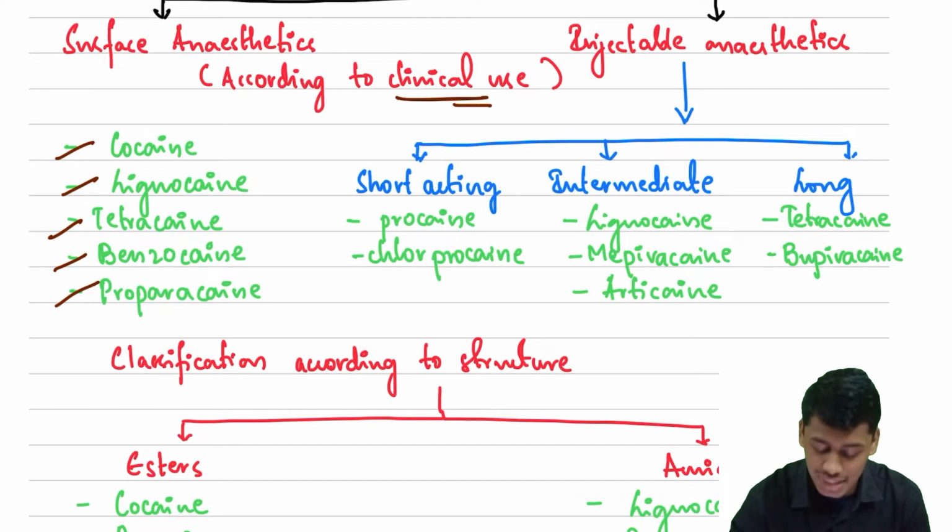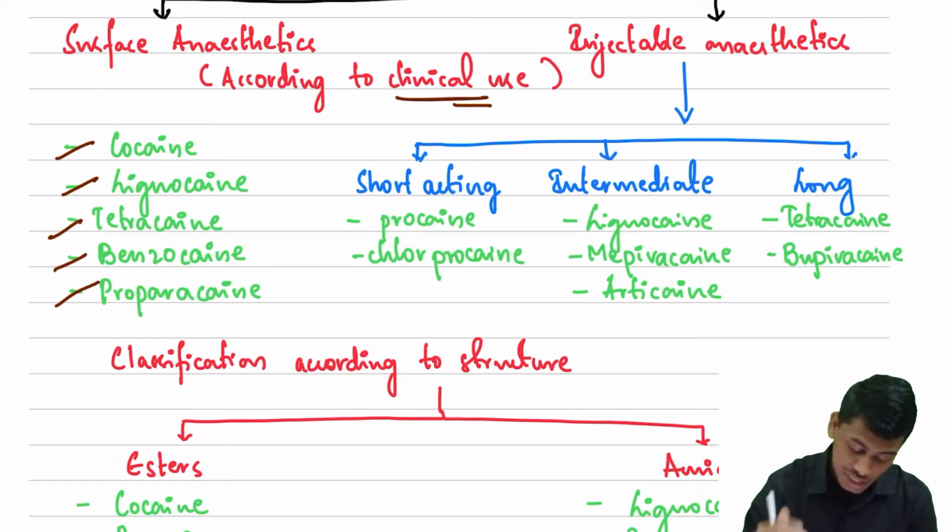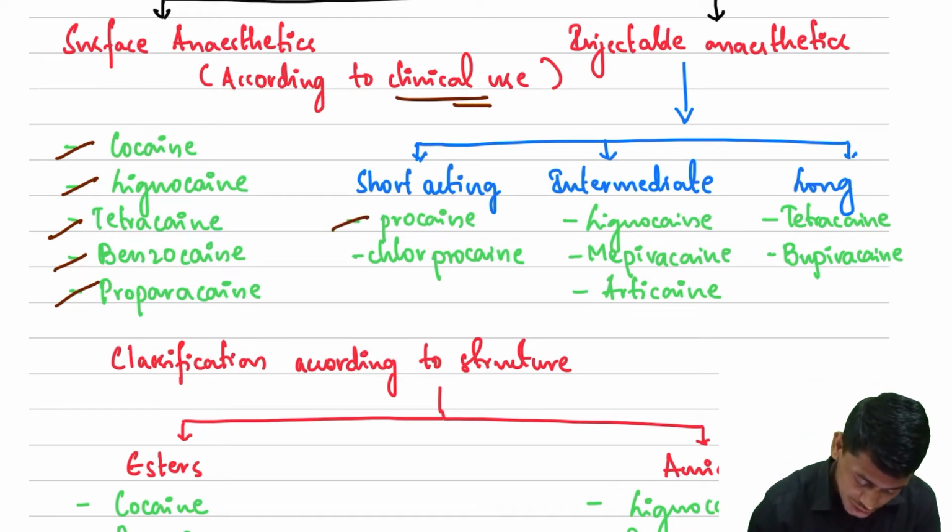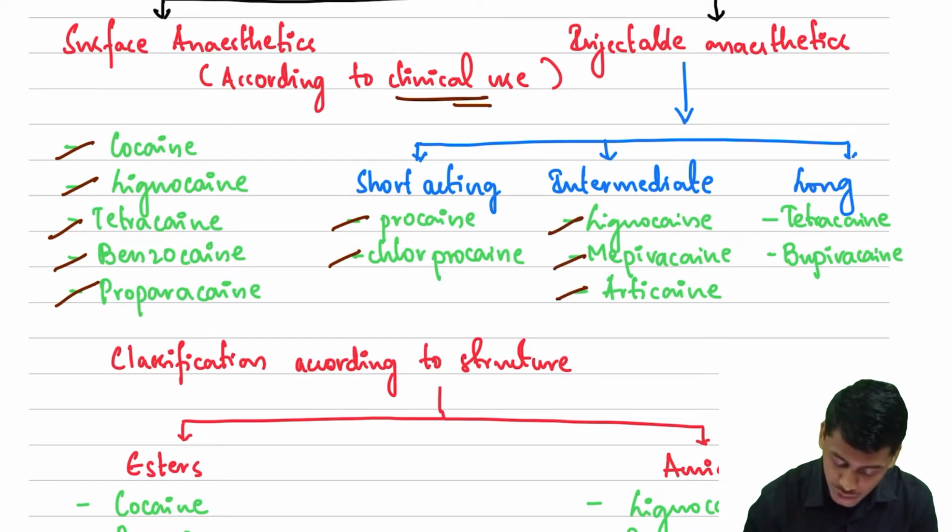Then what are the injectable anesthetics we have? In that we have three types. We have the short acting, intermediate acting, and long acting. In the short acting we have procaine and chlorprocaine. In the intermediate acting we have lignocaine, mepivacaine, articaine, and in terms of long acting we have tetracaine and bupivacaine.